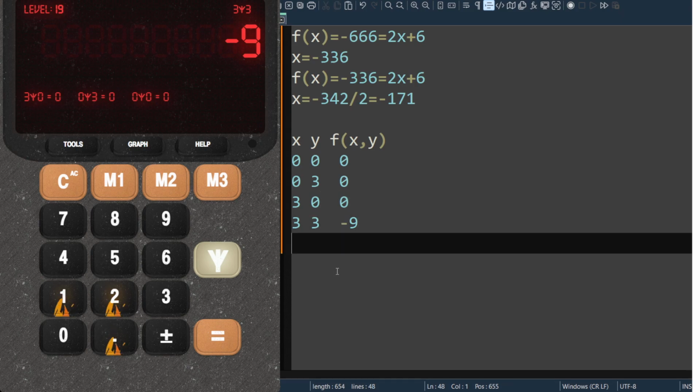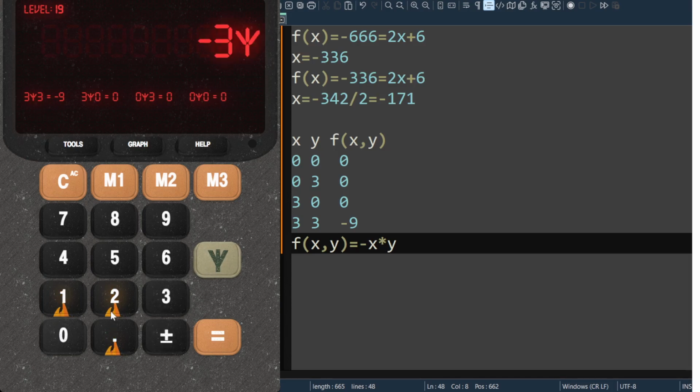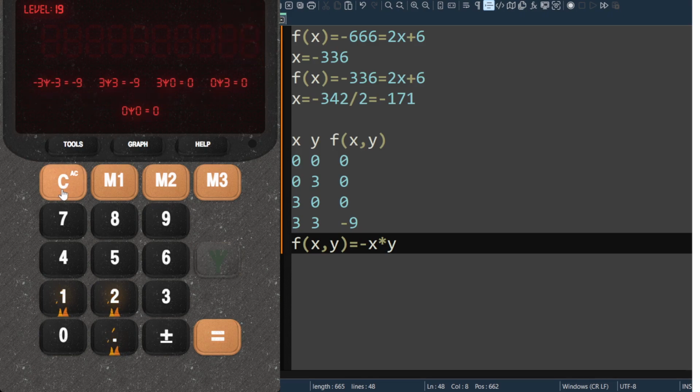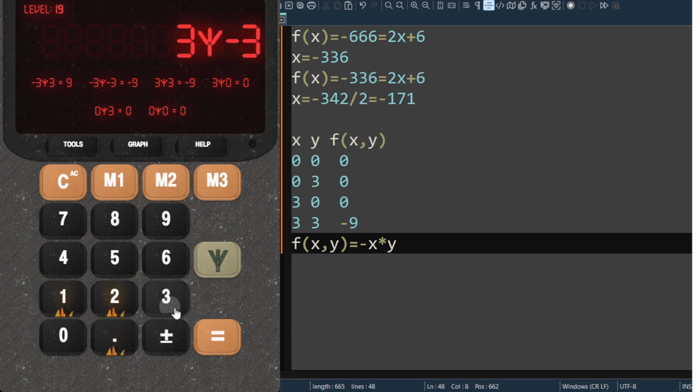Okay, so the idea is probably going to be f of x, y equals either minus x times y or something along those lines. We're going to try a little bit out. Minus 3, 3 minus 3 should be minus 9, also correct. Minus 3, 3 should be 9, also correct. Minus 3 times minus 3 should be 9. Okay, so this is the correct assumption for now.